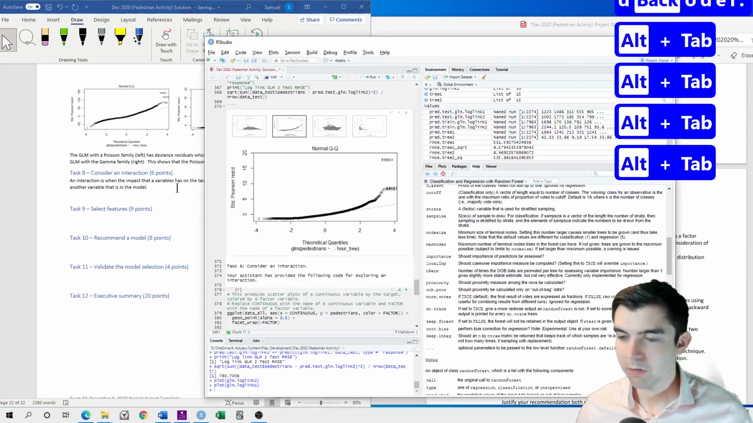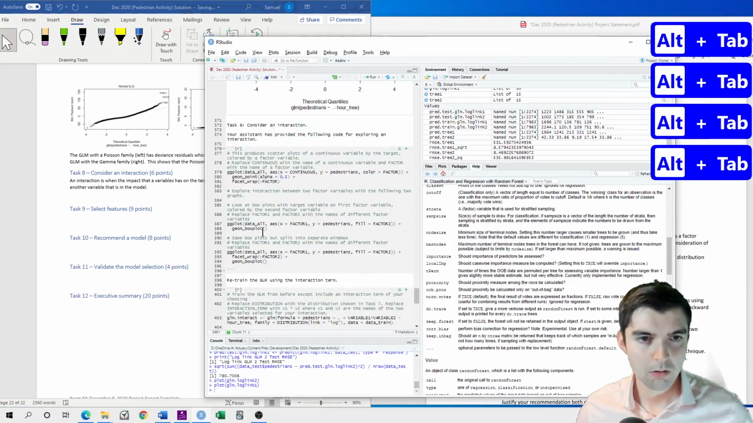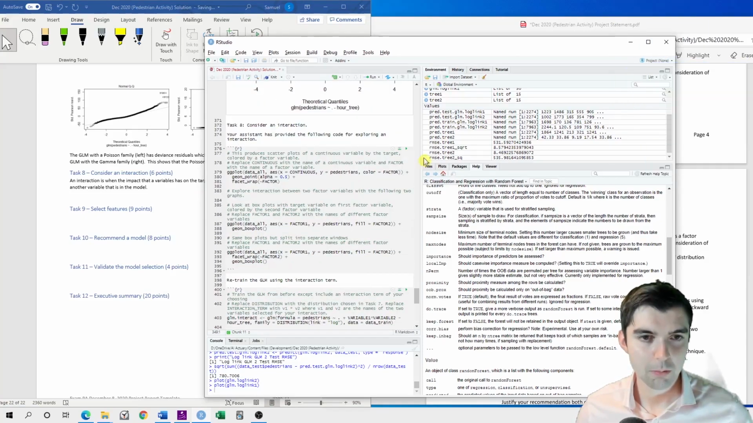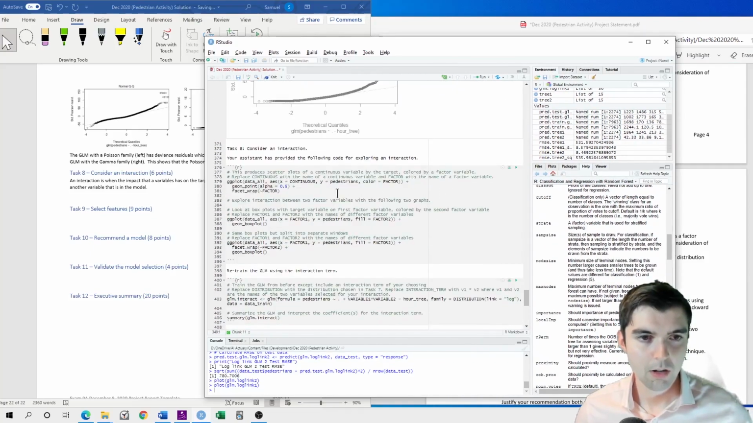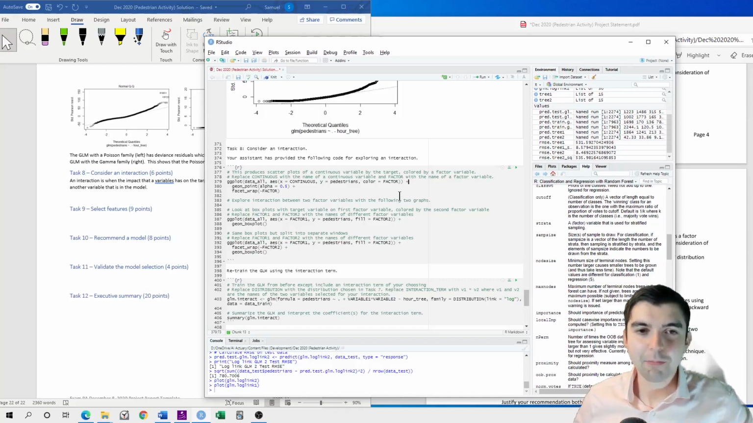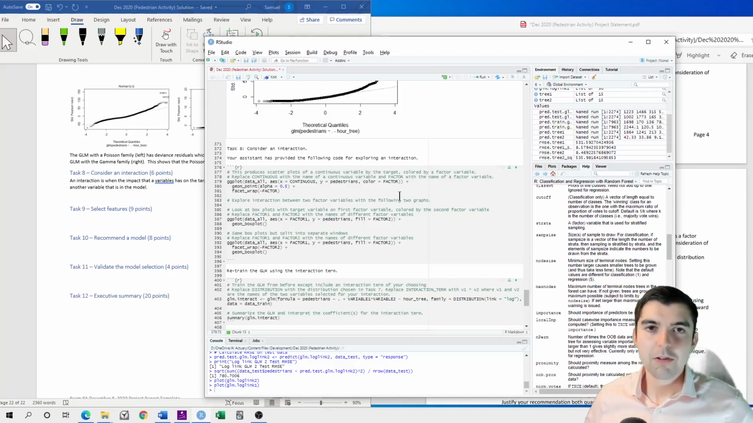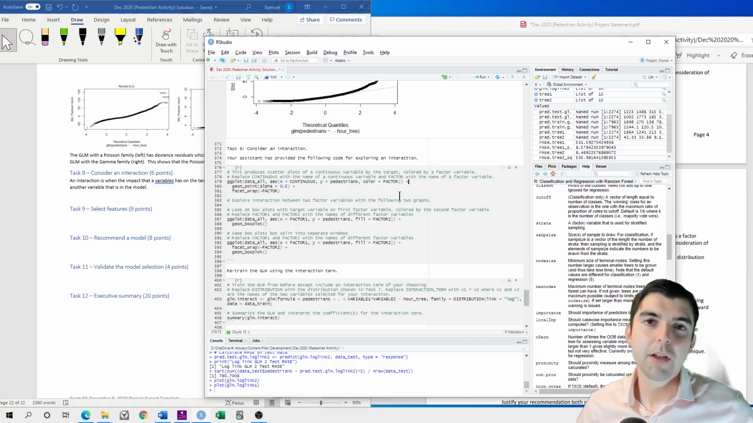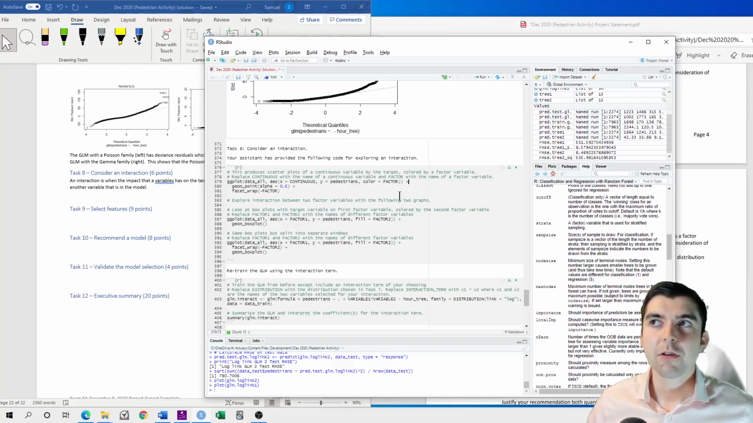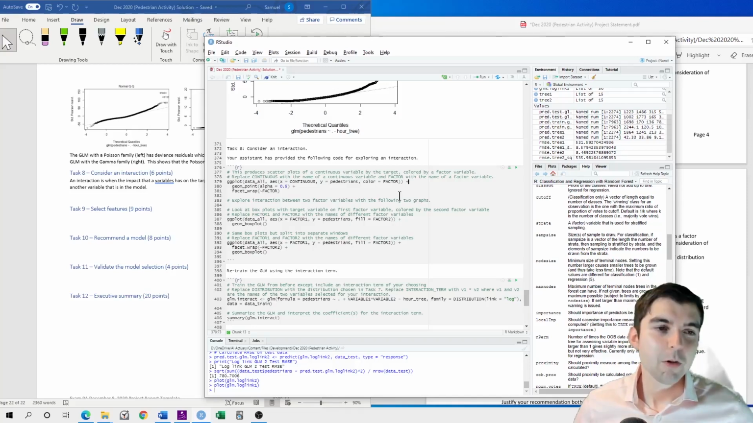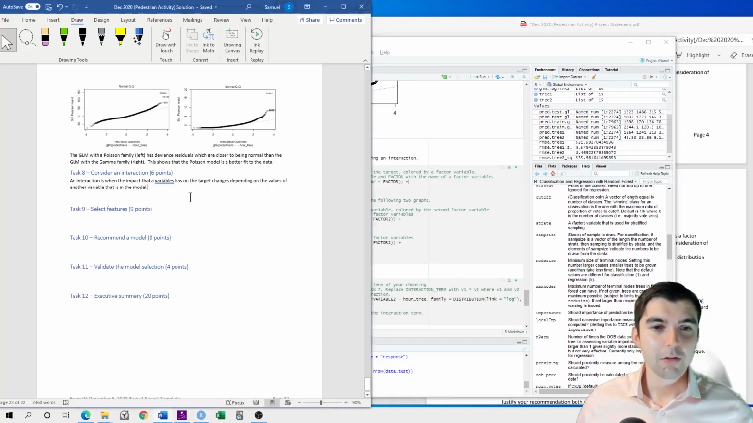Now let's look at the code. Your assistant has provided the following code for exploring an interaction. This produces scatter plots of a continuous variable by the target, colored by a factor variable. Replace continuous with the name of a continuous variable. Okay, so before doing any of this, just think, what two things might be interacting? If you're going shopping, you might think, I should check the weather, and I should also see that there's gas in my car so that I can drive there. Or I would make sure that I have enough time, that the stores are open. So I would look at the hour, and I would also look at the weather.